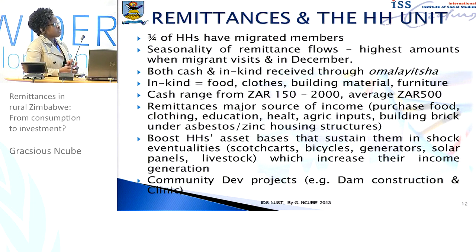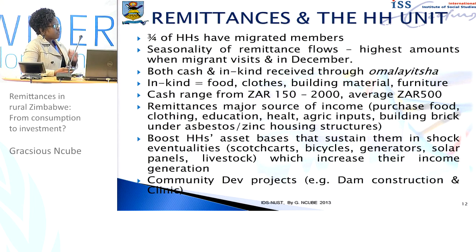One of the most notable findings that we found in this particular village is that remittances are the major source of income, and they are basically used to purchase food, clothing. They're used on education, on health, agricultural inputs, building brick under asbestos or zinc housing structures. And then they also boost households' asset bases that sustain them in shock eventualities. And these are basically in the form of scotch carts, bicycles, generators, solar panels, livestock, and also used in agriculture, which increases the income of these households.